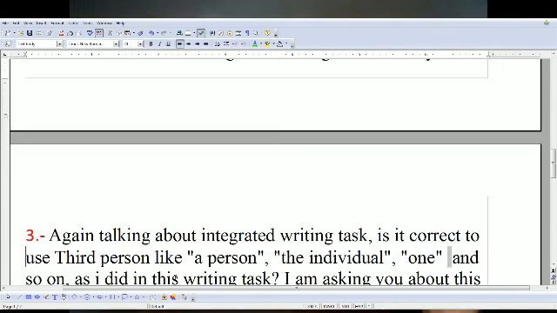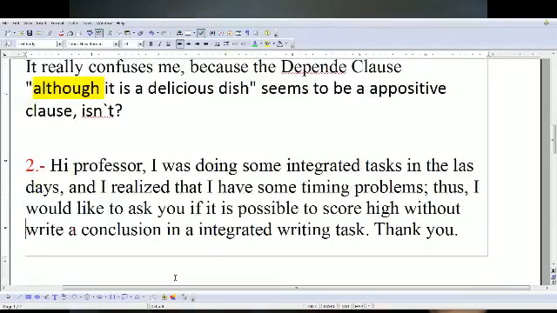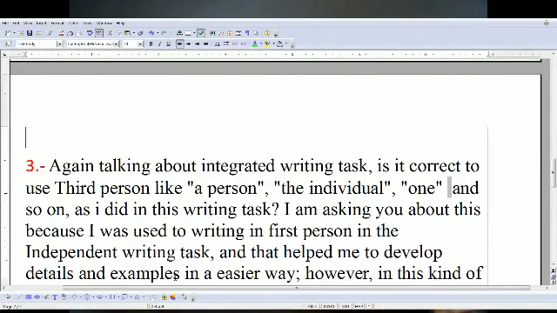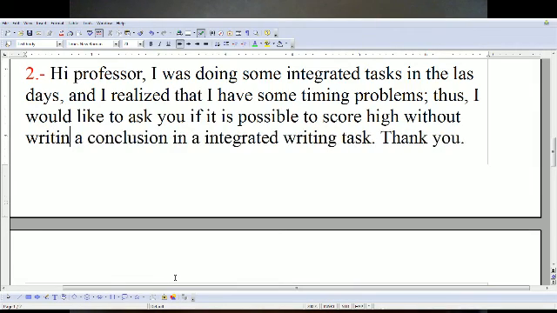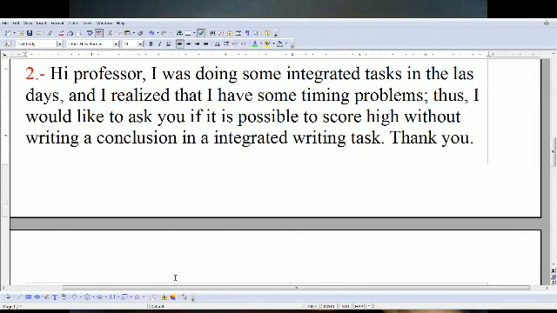Okay, here's your second question. You say, I was doing some integrated tasks in the last days. I realized I have some timing problems. I'd like to ask you if it's possible to score high without writing. You want to say here, because you're saying without as a preposition, you want to use an object. So, without writing a conclusion in an integrated writing task, thank you.